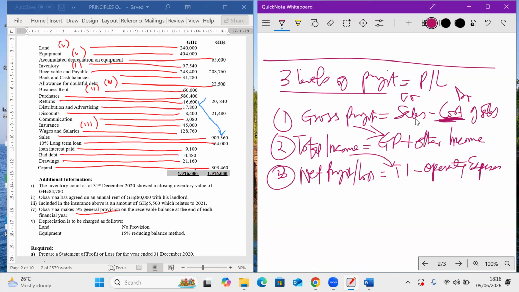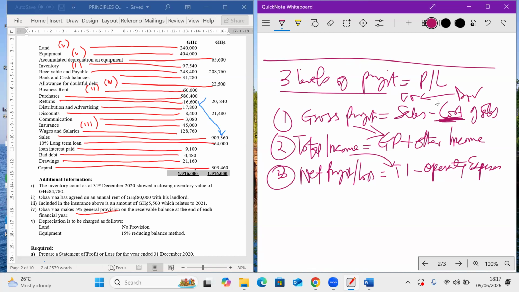Sales is on the credit side. Cost or expense, so cost of sales is a cost. It's on the debit side. It's a direct expense. It's on the debit side as an expense. We are moving the debits to go and join the credits.